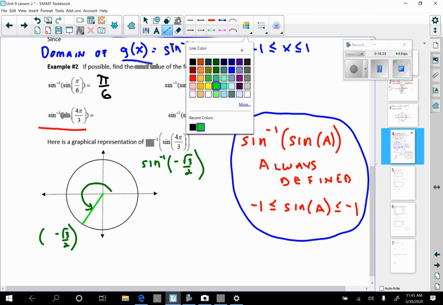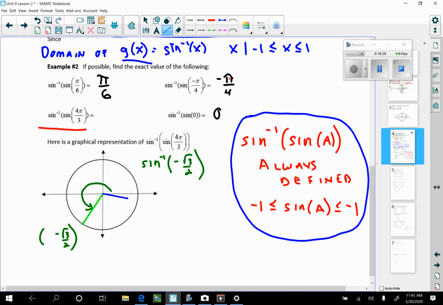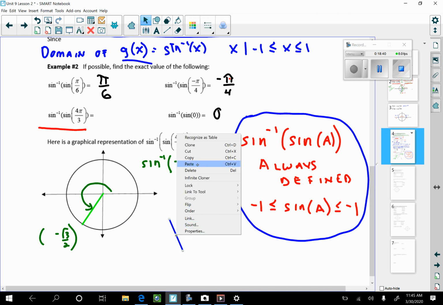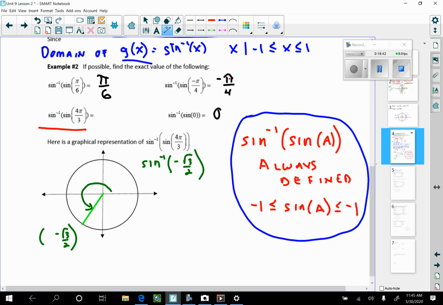I'm going to make this line blue. It's going to be this guy right here. Let me get rid of him, I don't like him. I'm going to do another one. That's going to be more like it, just so it's symmetric. That one right here, I don't know what that angle is yet, but it's going to have the same y value.